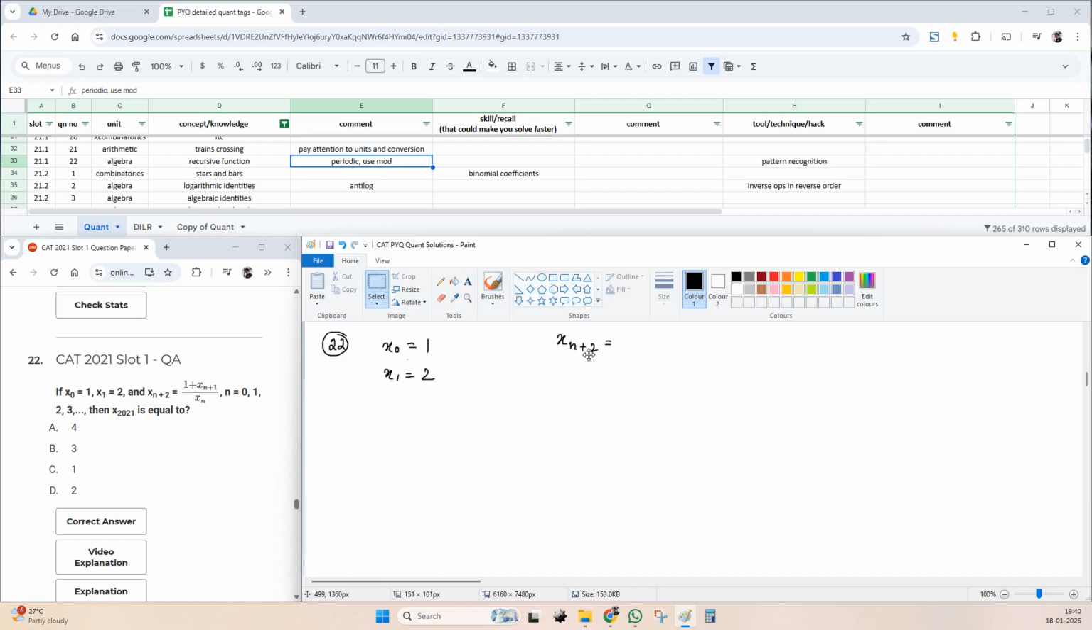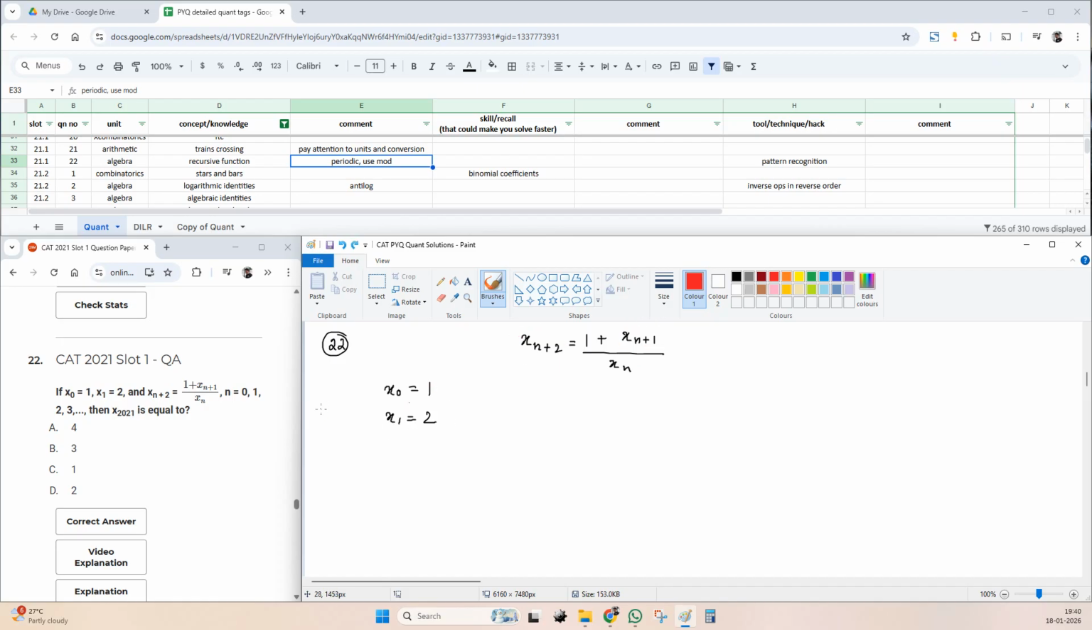Xn plus 2 is 1 plus xn plus 1 divided by xn. So this is kind of like the Fibonacci series. The Fibonacci series also has a formula where an output depends on the previous output and the output before that. And to be able to use that formula, you should initialize the first two outputs, which is the same thing that's happening here.